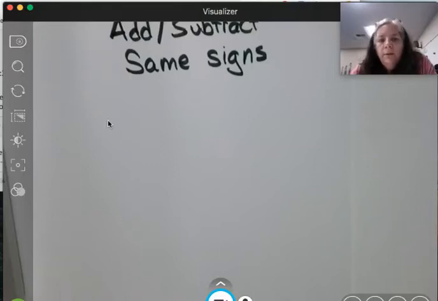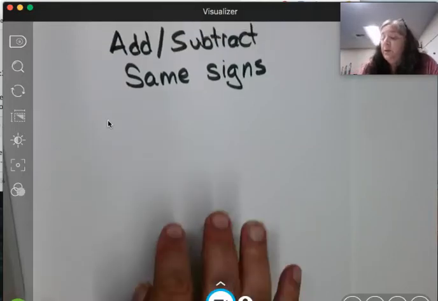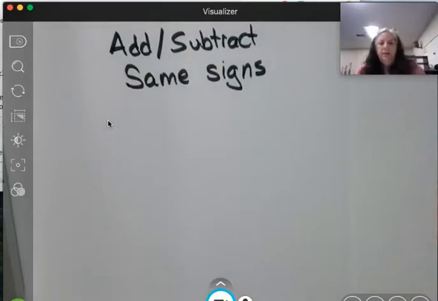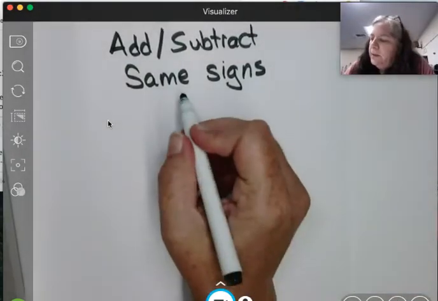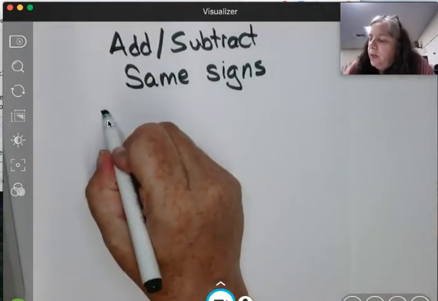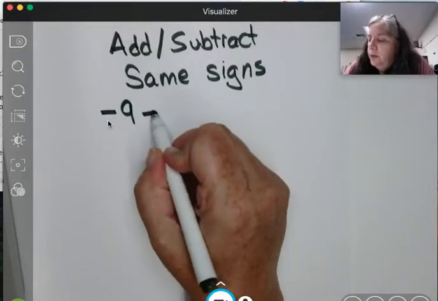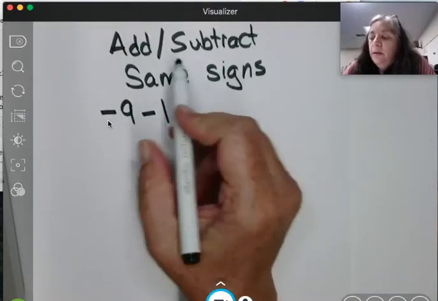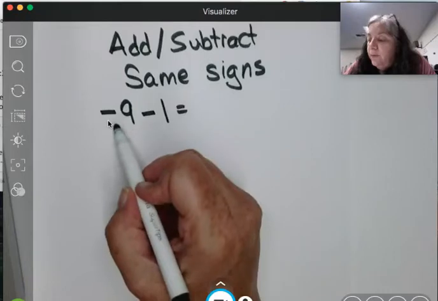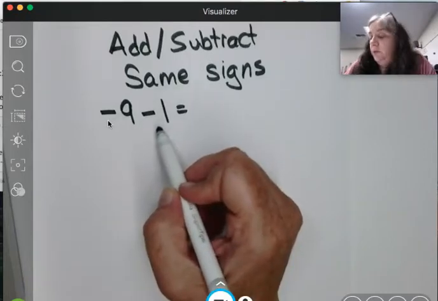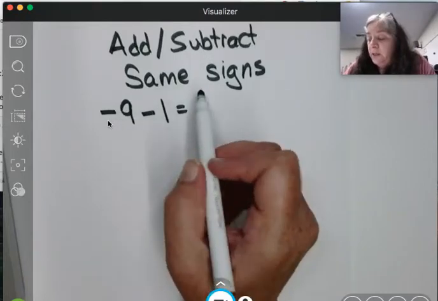Okay, here we go. Let's do some more adding and subtracting, but this time let's look at same signs. So look, I might have -9 minus 1. It doesn't matter if it's adding or subtracting. I have a -9 and a -1. Those are what we call same signs.